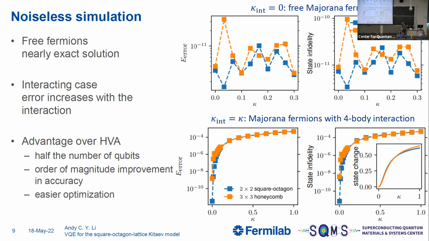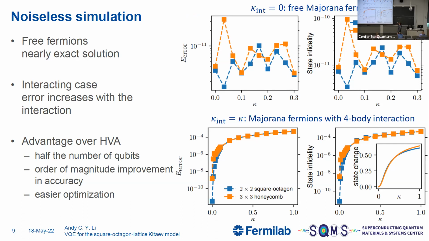So then we actually see that, for the top panel, we first start with capital T equal to 0, meaning that we only have free fermion terms. Then you can see that this ansatz gives us, in terms of numerics, basically an exact solution.